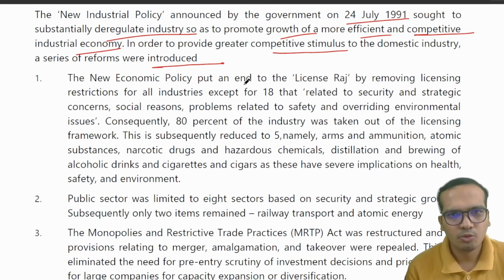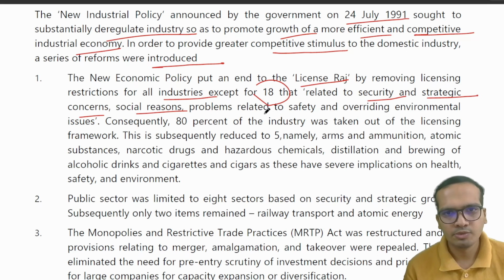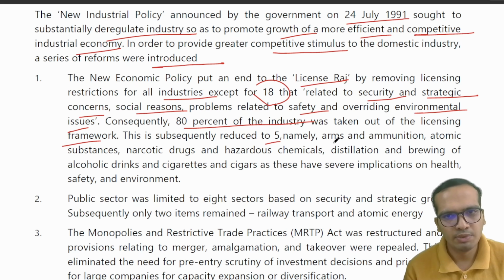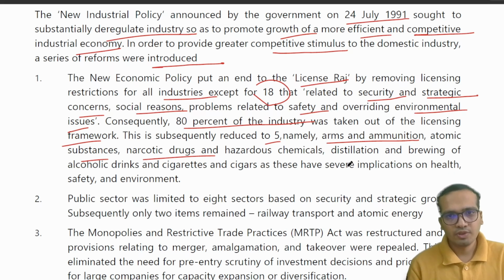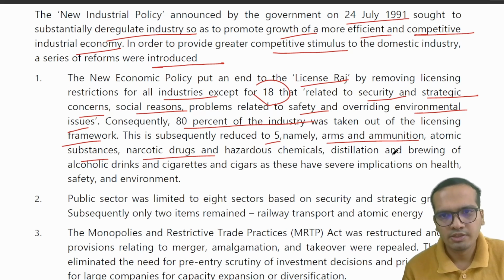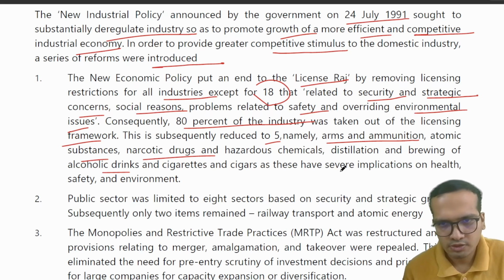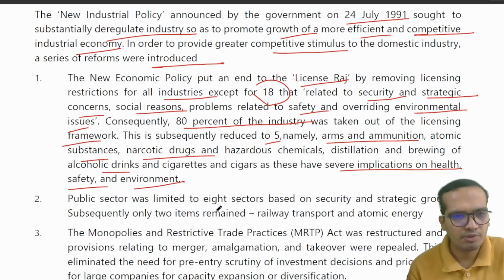First, the new economic policy put an end to the license Raj by removing licensing restrictions on all industries except for 18 that related to security and strategic concern, social reason, problems related to safety, and overriding environmental issues. Consequently, 80% of the industries were taken out of the licensing framework. This was subsequently reduced to five, namely arms and ammunition, atomic substance, narcotic drugs and hazardous chemicals, distillation and brewing of alcoholic drinks, and cigarettes and cigars, as they have several implications on health, safety, and environment.